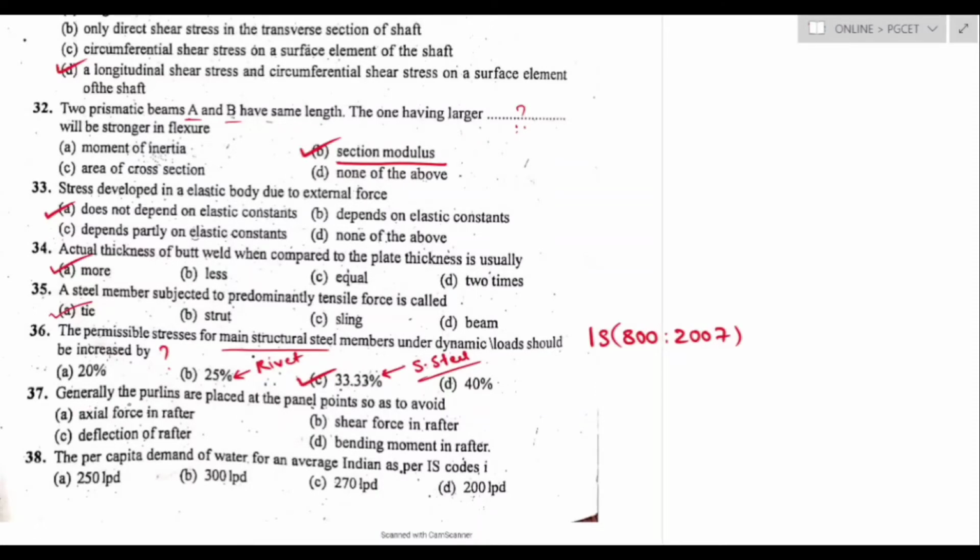Question number 37. Generally, the purlins are placed at the panel joints so as to avoid bending movement in the rafter. That is option D is the right answer. Question number 38. The per capita demand of water for an average Indian as per IS code is 270 LPCD. That is 270 liter per capita.